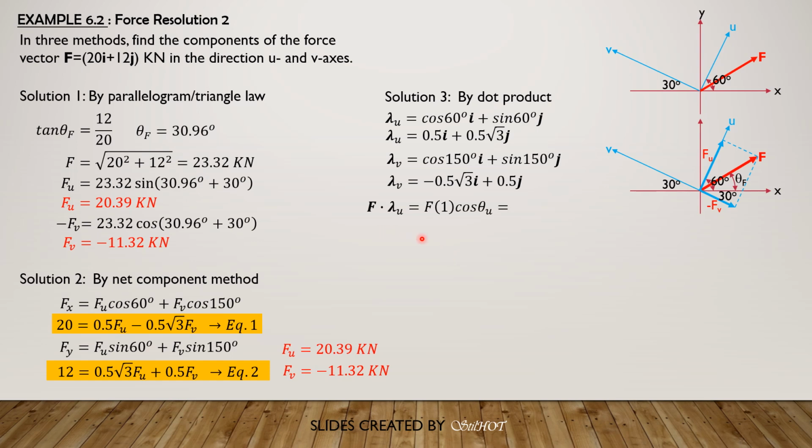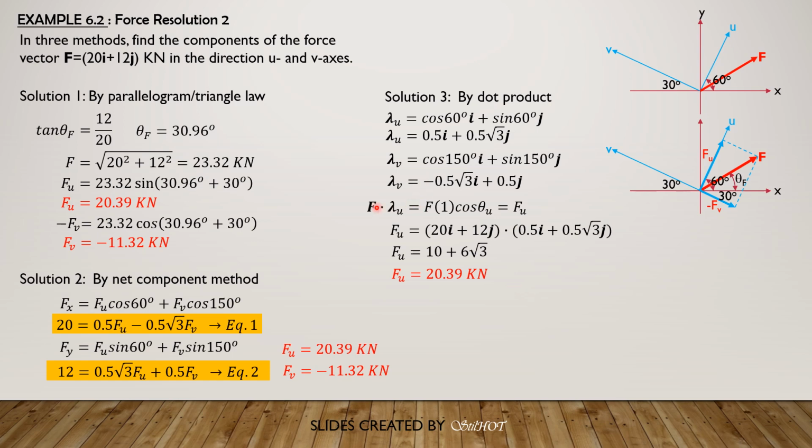So F dot lambda u is equal to F times the magnitude of lambda u, which is 1, times cosine theta u. So this is theta u. Then F times cosine theta u is Fu. So we simply obtain the dot product of F and lambda u. Therefore it is equal to 20 times 0.5 plus 12 times 0.5 square root of 3. Remember that the dot product of two vectors is simply the sum of products of corresponding components. So it is 10 plus 12 times 0.5, which is 6 square root of 3. So in decimal, Fu is 20.39.